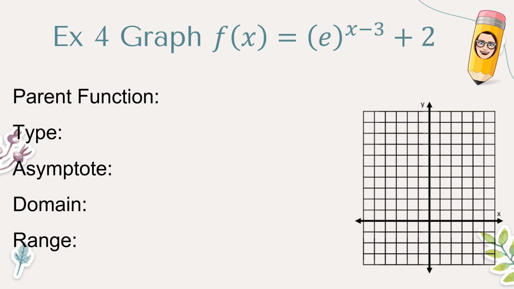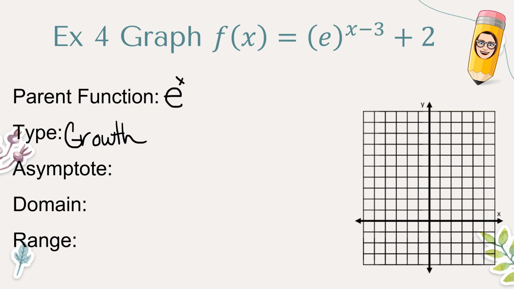Let's take the exact same approach, except we're going to make this way easier. First of all, parent function. My base to the x power. That's my base. Type. Well, we just said that Euler's number was 2.718281828. 2 is greater than 1. So guess what? Euler's number is always growth because it's always 2 point something.